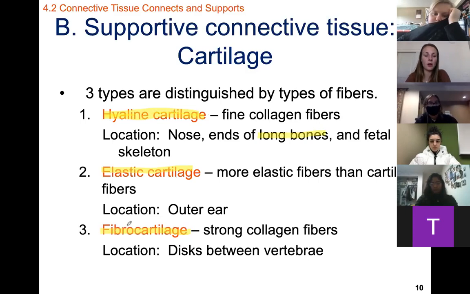Your elastic cartilage is more elastic fibers than cartilage fibers, and it's located in that outer ear. So there's different cartilage in my nose than there is in my ear. And then fibrocartilage is those strong collagen fibers. This is the discs between your vertebrae.